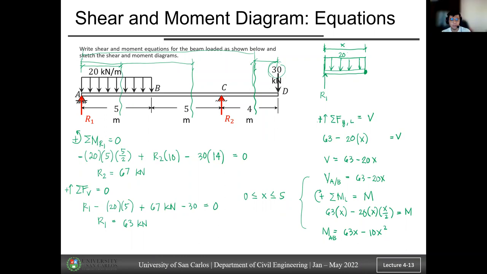Okay, so next we go to... try to remember this equation. Try to write it down first, or let's just get back to this equation later. We'll use it later on when we determine our shear and moment equation diagram.